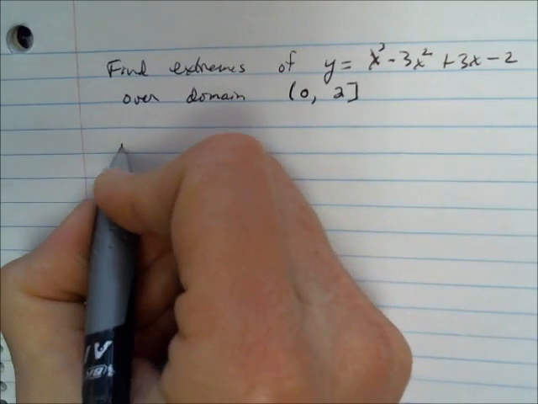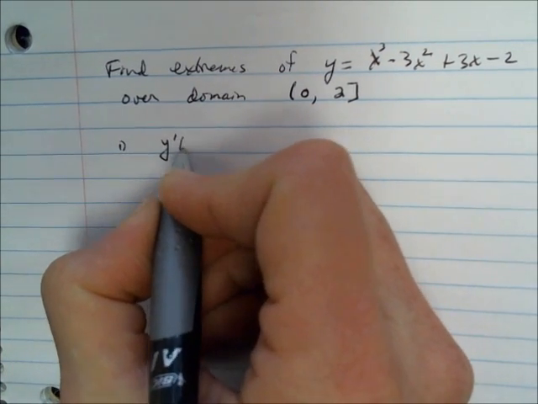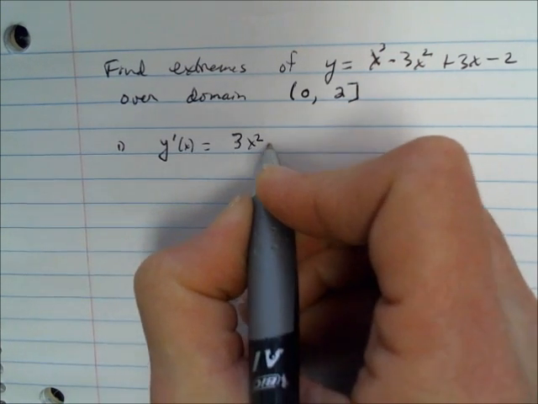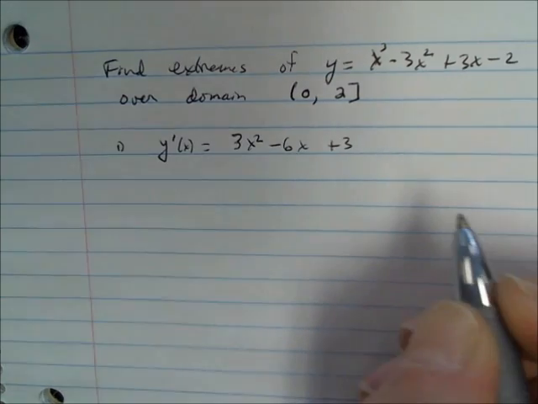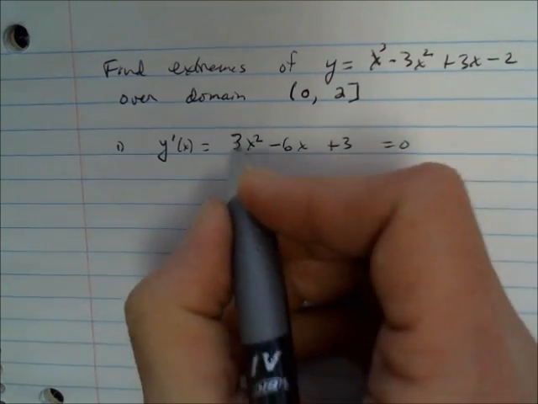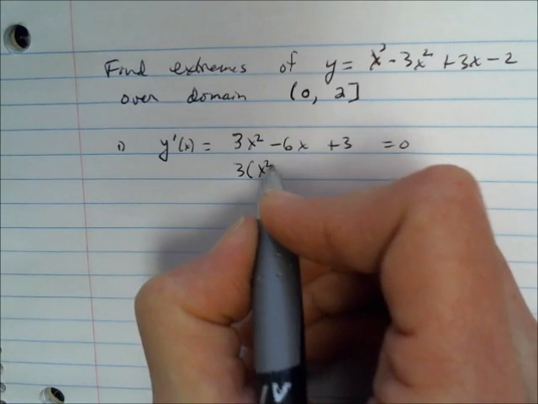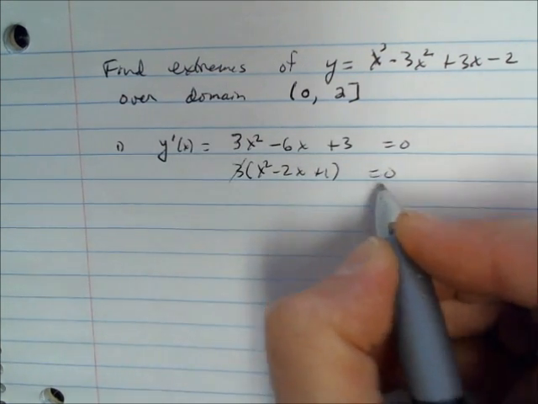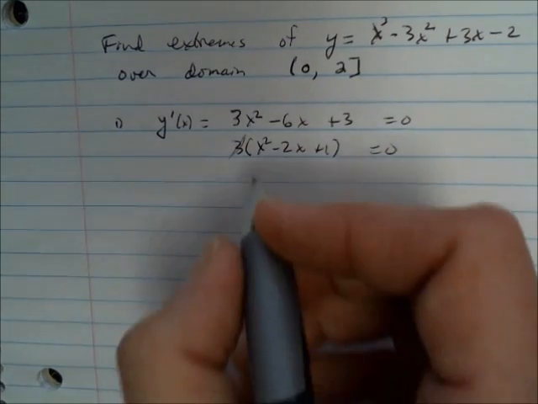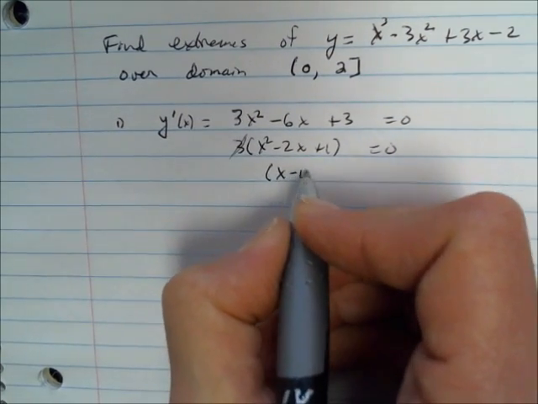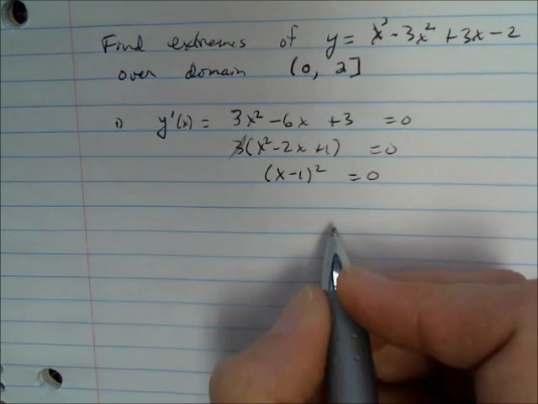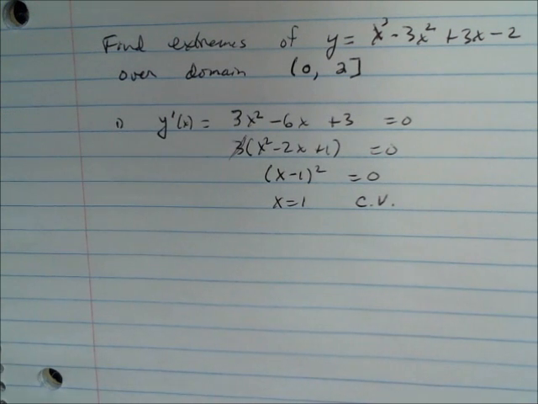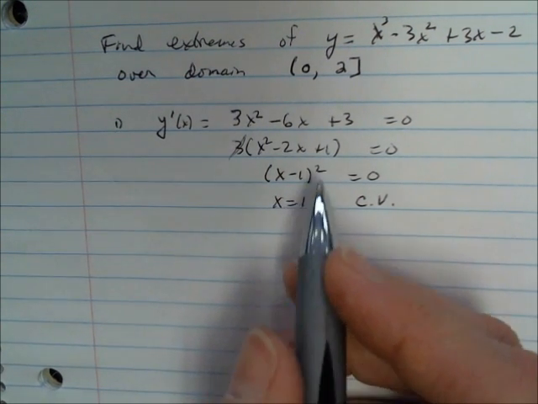So what we need to do first is find y prime. Y prime of x is equal to 3x squared minus 6x plus 3. We're going to set it equal to 0, so we have a 3 as a GCF: 3 times x squared minus 2x plus 1. And if we divide both sides by 3, the 3 will cancel out. And so what we have left is x minus 1 squared is equal to 0. So x is equal to 1. So that is the critical value. And now we have to set up a sign table.